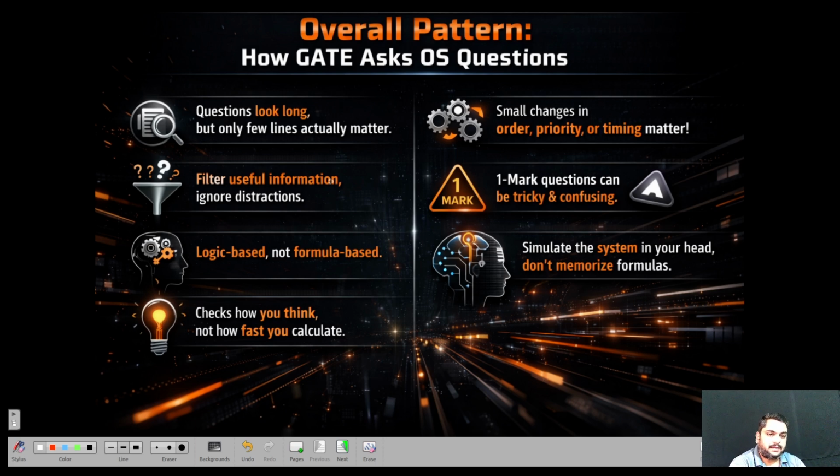Welcome to GATE CSE. We'll continue with our series GATE CSE 2026 Pattern Analysis and Most Frequently Asked Questions for this particular GATE exam only.